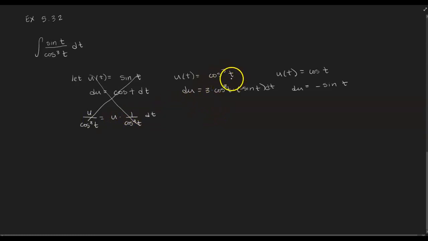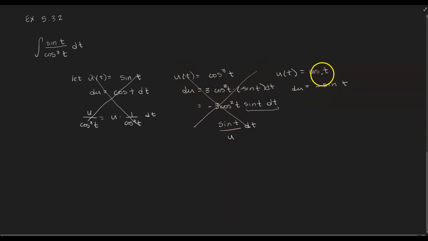Picking cosine cubed t, we find du to be negative 3 cosine squared t sine t dt. And we definitely don't have this necessarily. Let's take a look. If we replace cosine cubed, our denominator, with u, then we're left with sine t over u dt. And our differential that we found for du does have sine t dt, but it's missing the cosine squared. And that's not an easy alteration to make. So this one also not the business. Hopefully this last one will work.